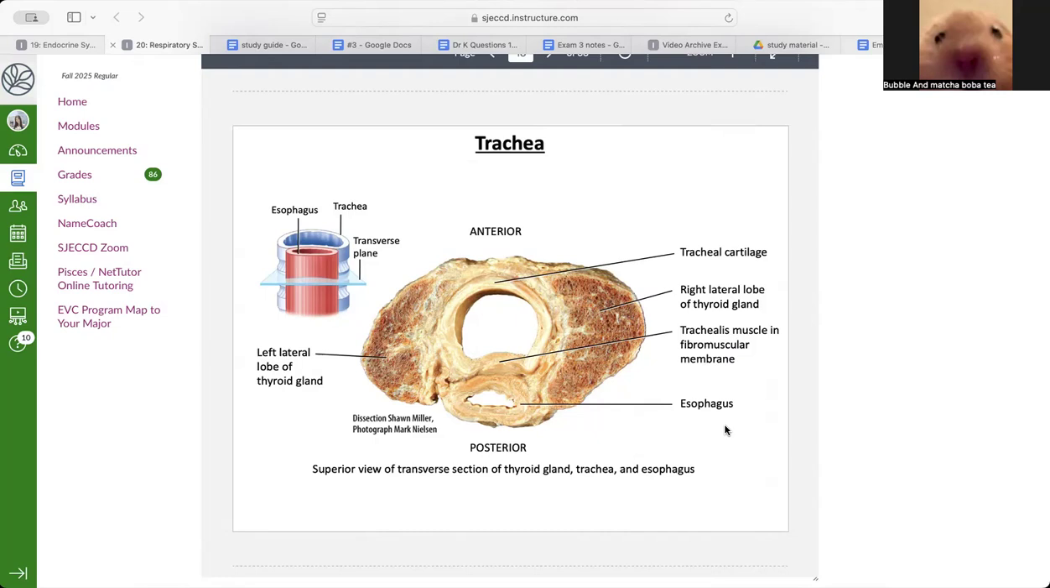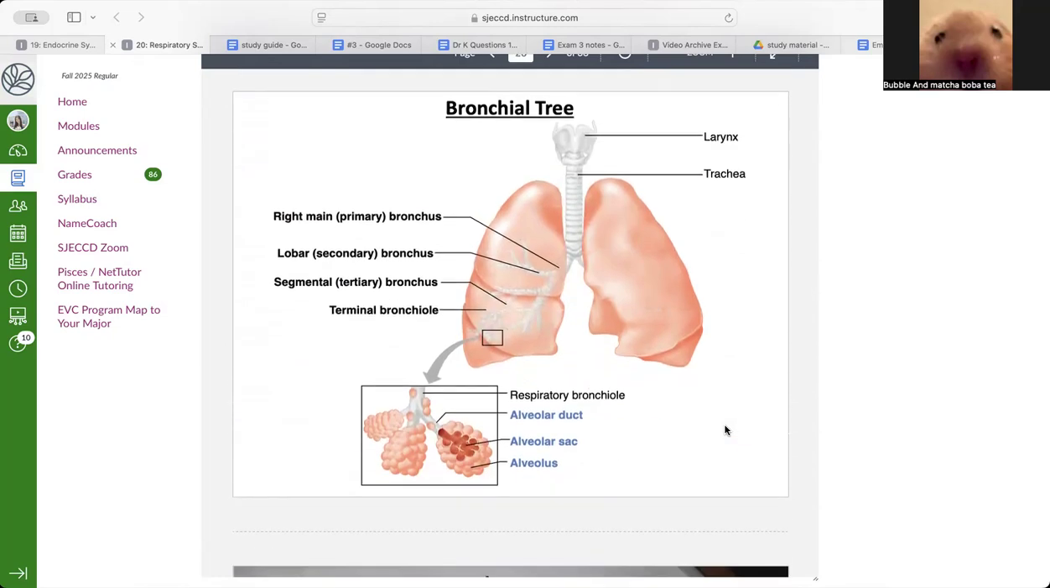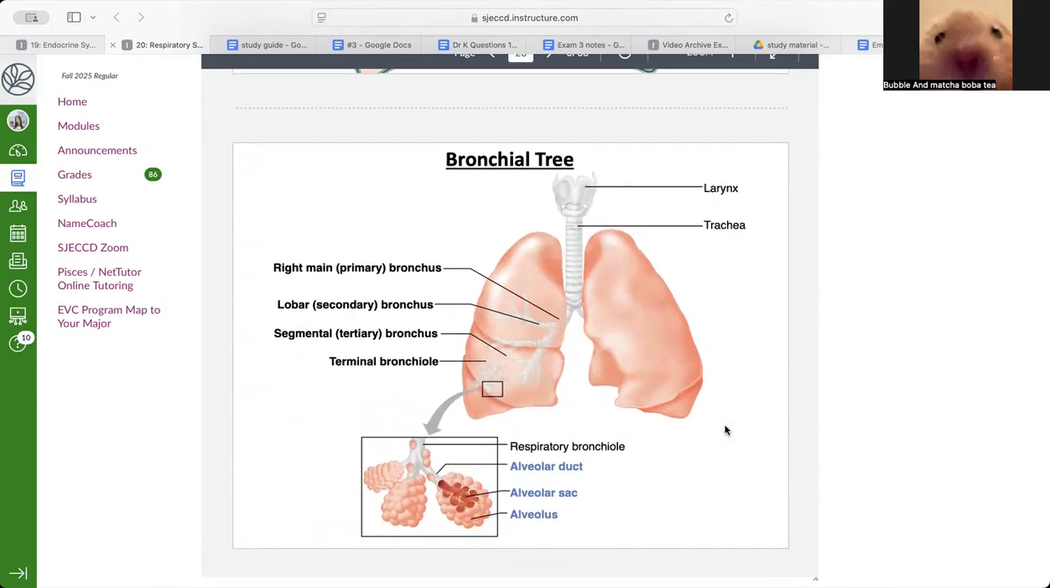The right lung has three secondary bronchi: superior, middle, and inferior. The left has only two lobes, so superior and inferior. We have the tertiary bronchi, which branch into smaller structures called the bronchioles. The mucous membrane changes from pseudostratified columnar epithelium with cilia to non-ciliated simple cuboidal epithelium. These are referred to as respiratory bronchioles. You also have smooth muscle instead of cartilage.